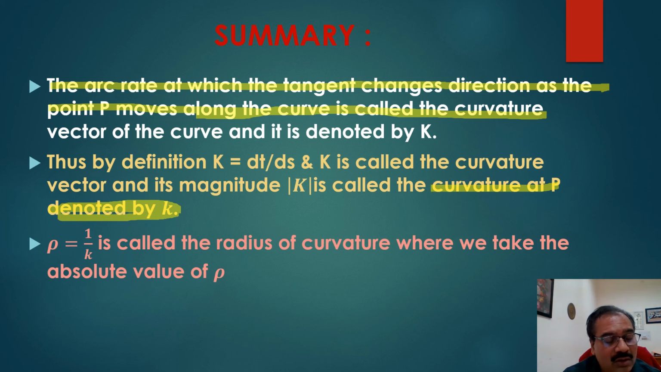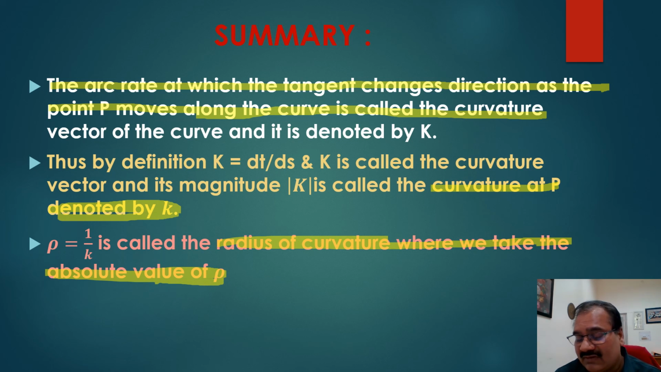But rho is known as the radius of curvature, and this is defined by 1 by small k, where we take the absolute value of rho. So this is about the curvature, which is a very important part of differential geometry.